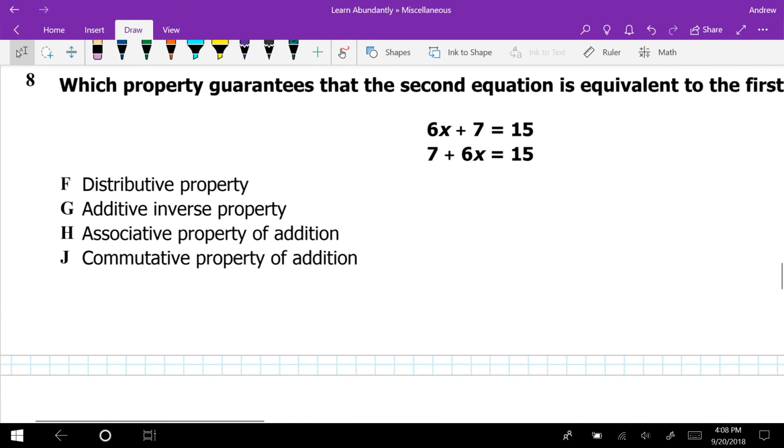Number 8. I'm not here. I have 2 more questions, but I have to go. I'm in the middle of this. Can we talk about it right after?